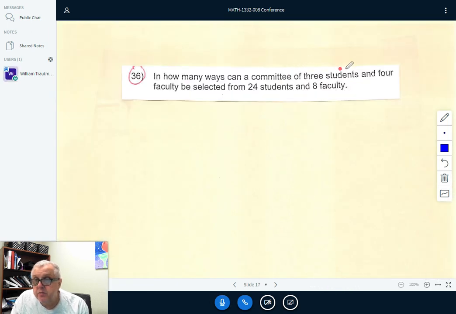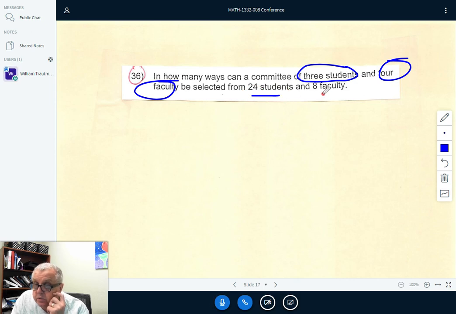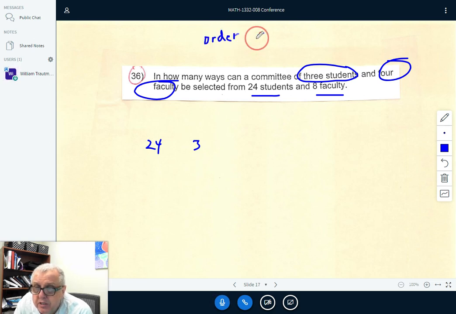How many ways can a committee of 3 students and 4 faculty be selected from 24 students and 8 faculty? So we have to select 3 students from 24, and it's in a committee. So when I pick these 3, they have the same job. So the order doesn't matter. When I pick those 3, it doesn't matter who's first or who's second because they don't have a specific job. Order does not matter. So that's a combination. So that's one answer.